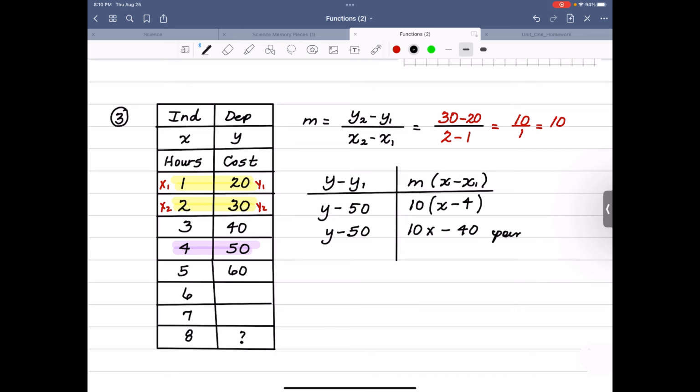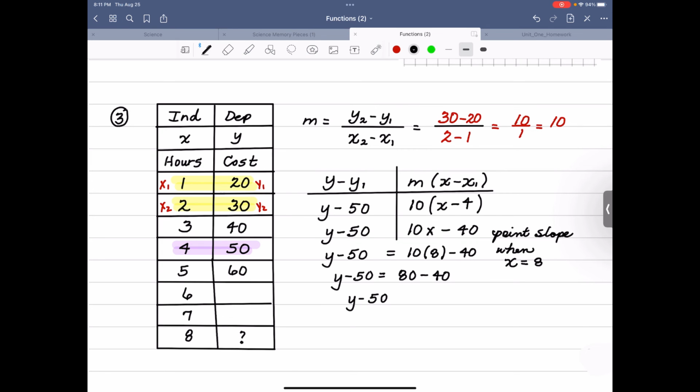You can use this equation. It didn't say we had to do slope intercept. No, okay. So let's go ahead and just use this formula. When x is 8, they want to know at 8 hours how much it will cost. So we'll plug that in. We have y minus 50 equals 10 times 8 minus 40. So y minus 50 is 80 minus 40. Y minus 50 is 40. And move the 50 over. So it will cost us $90 to rent the boat for that time.